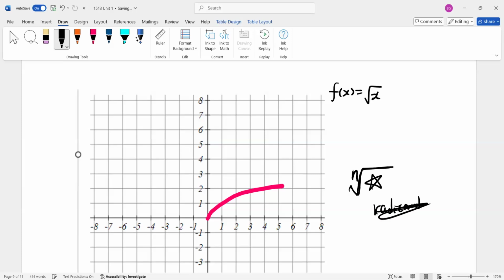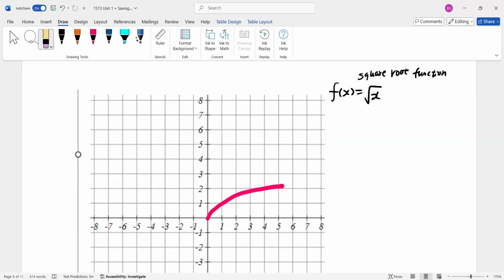And you should remember this name. So when you do not see the root number show up like this, that means it's defaulted as 2. That's why this is a square root function. All right, this is the simplest square root function, f of x equals the square root of x.